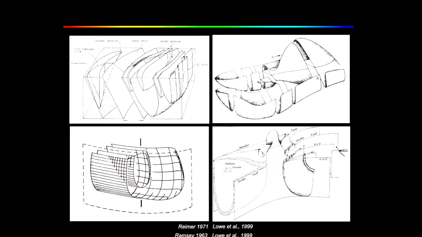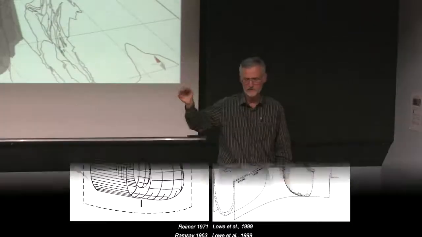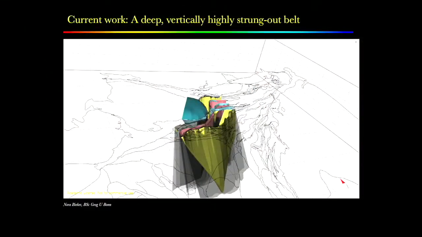And if we do this, so these were old hand-drawn figures, but over the last 2 years or so, we have started doing this in a more quantitative fashion by digitizing everything and extending these fold structures both into the subsurface, as you see here, as well as into the air. And we find that these greenstone belts are indeed highly compressed and highly vertically strung out. That is something we never see in modern tectonics.